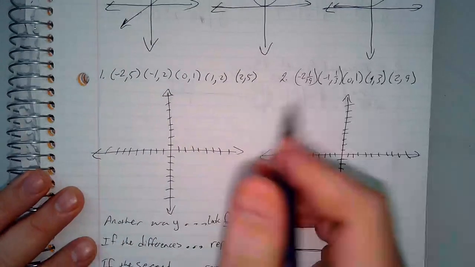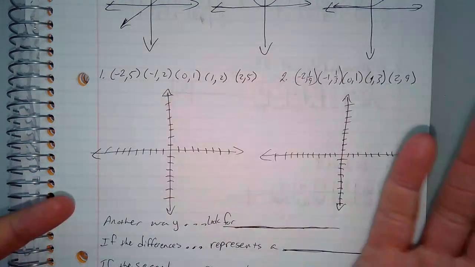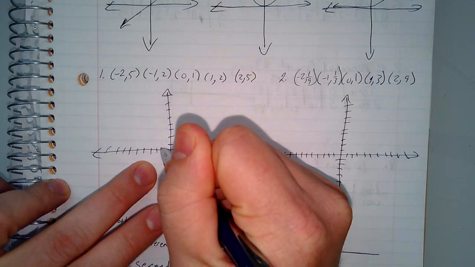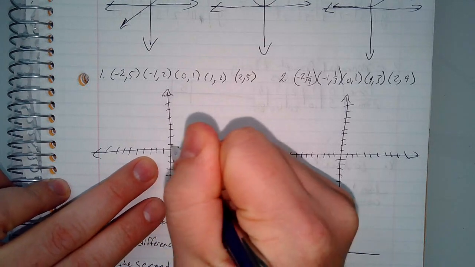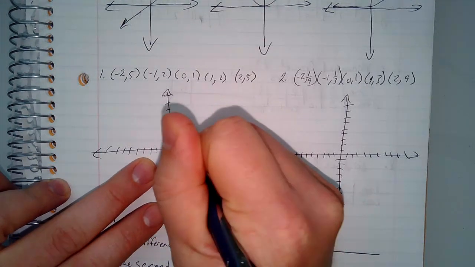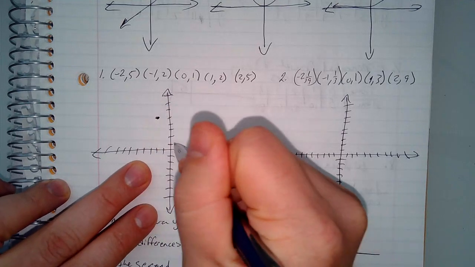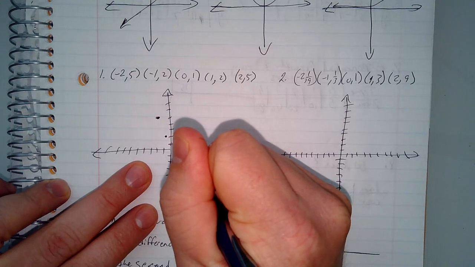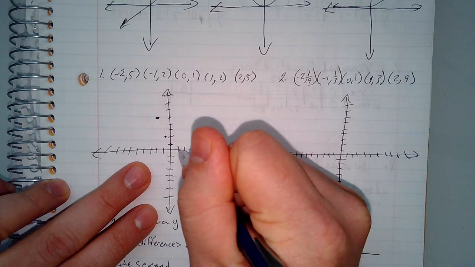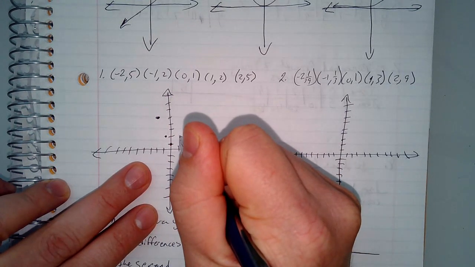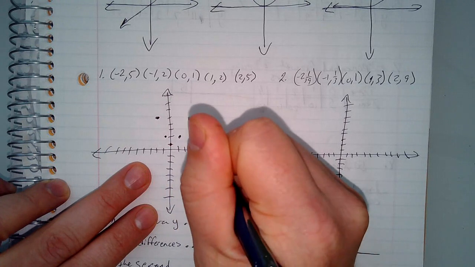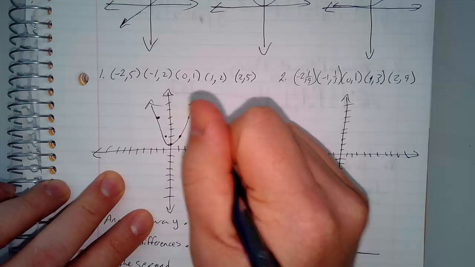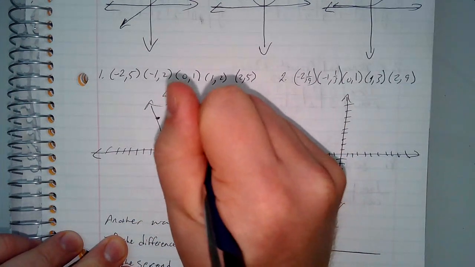If we graph these points, we can figure out what it is, okay? Because we look at the shape in order to find out what it is. So we plot the points: (-2, 5), (-1, 2), (0, 1), (1, 2), and (2, 5). Okay, so if we connect all these dots, we can kind of find out what shape that is. And this is a quadratic.